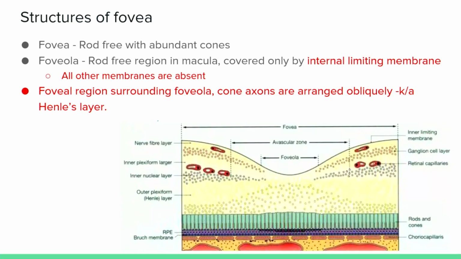So basically, the fovea has abundant cones, and all the nerve fibers go obliquely into the fovea region and not straight up into it. The synapse is here, not in the middle. This is called Henle's layer.